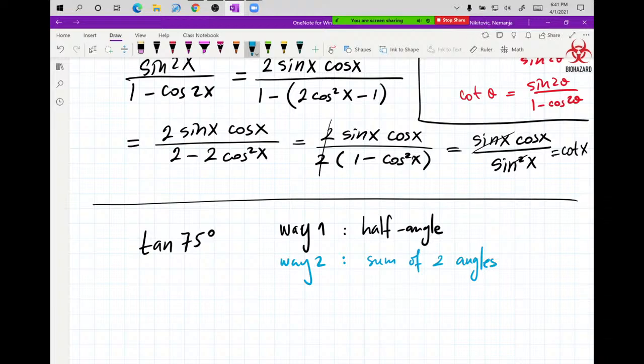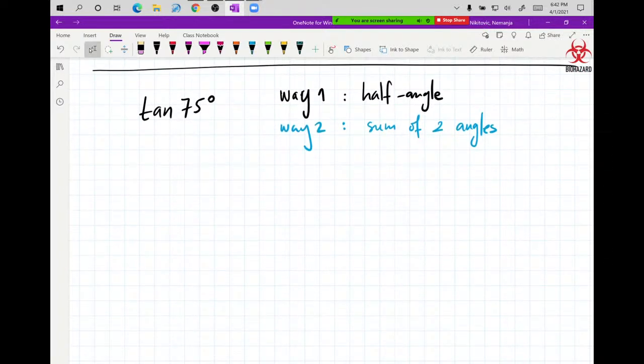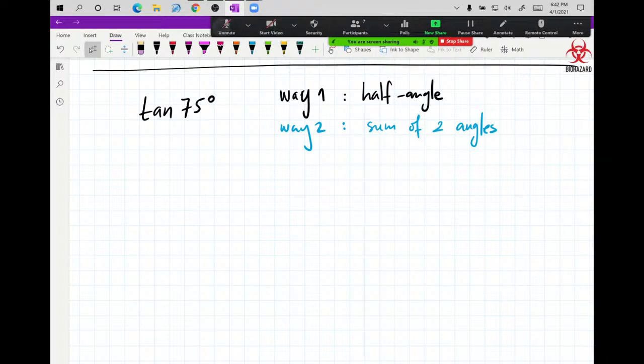So let's see which one. And they both should give us the same answer at the end, right? So let's see what you guys have for this. The sum of two angles obviously was in a previous section, right? The last class. And then you have this one now. I'll give you some time to practice this, and then we'll continue.